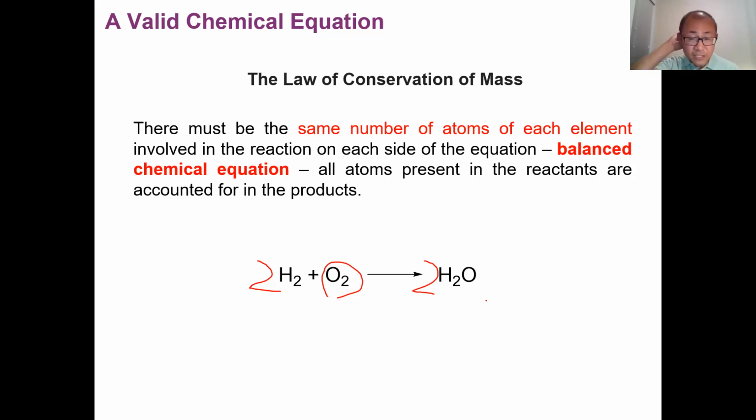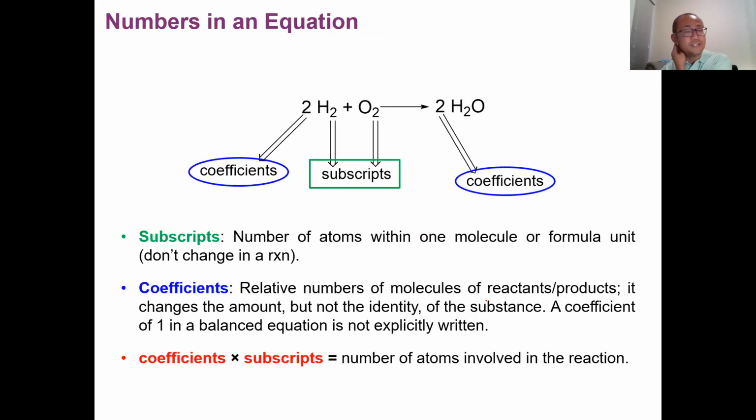The numbers I actually just added in front of the substances are called the coefficients. Coefficients tell people the relative numbers of molecules of reactants or products. Basically, you can change the number of the molecules involved in the reaction. It changes the amount, but you don't change the identity, because you're adding how many substances are involved. You're not changing the identity of the substances.